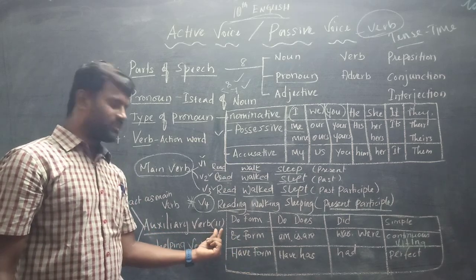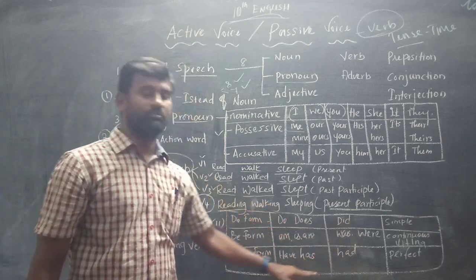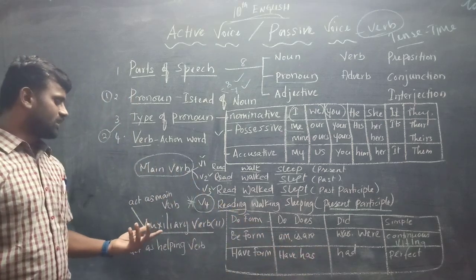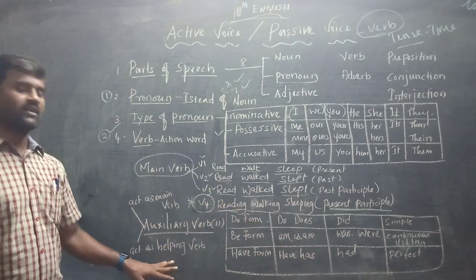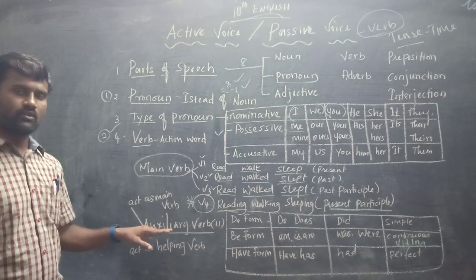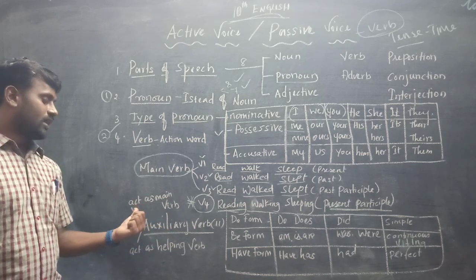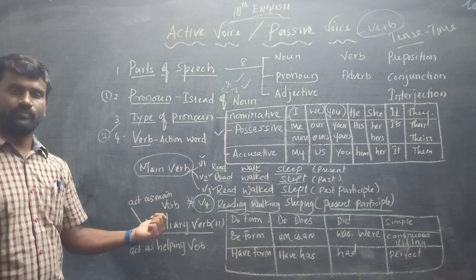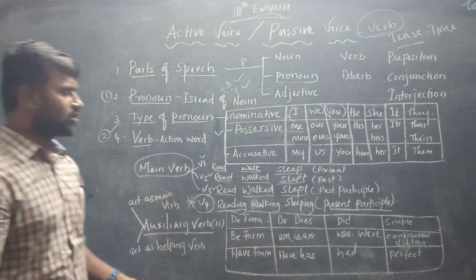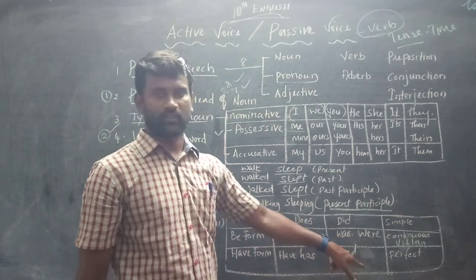Here I have given 11. There are 11 main auxiliary verbs. So what is an auxiliary verb? An auxiliary verb is a helping verb, and it can perform two actions: act as a main verb and act as a helping verb. So what are those? Do, does, did, am, is, are, was, were, have, has, had.